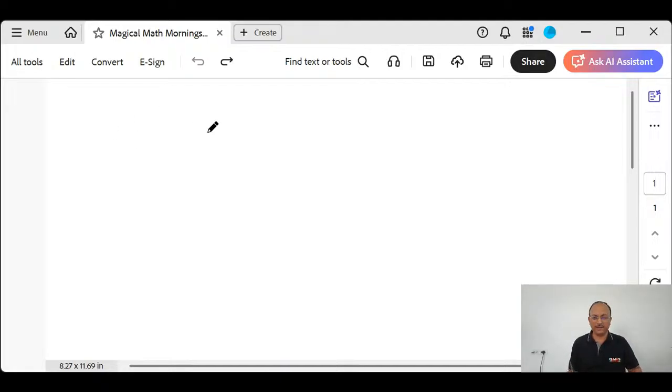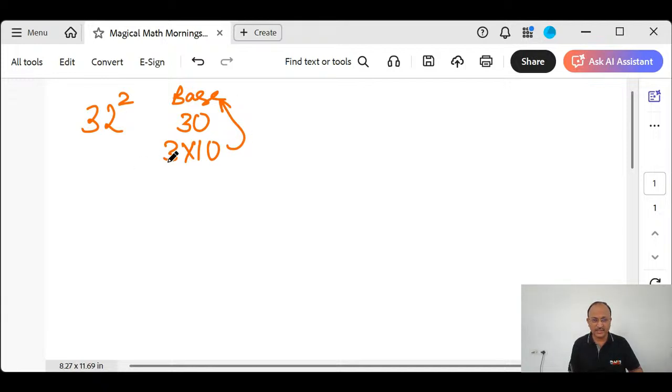Let's take one example. Let me start with a simple number called 32 square. First, what we should do, we should identify the base. Base is 30 here. Means the nearest multiple of 10, 100 or 1000 that we have to identify. 30 can be written as 3 into 10. That means 10 is the actual base, 3 is called the sub base.